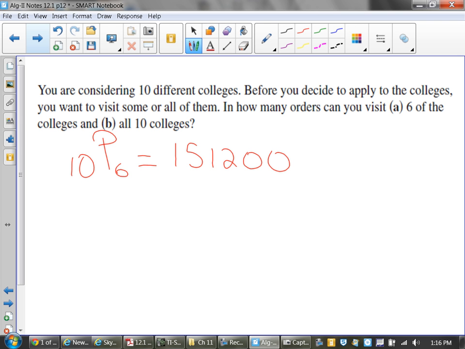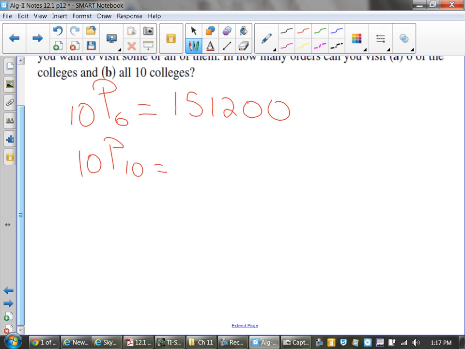And then what would happen if you want to pick all 10 of them? You start with 10 pick 10. Wouldn't that just be 10 factorial? Yeah, because this is a weird thing for the factorial. If I write this out in long form, this is 10 factorial over 10 minus 10 factorial. What's 0 factorial? 1. Yeah, 0 factorial is a weird one. 0 factorial equals 1. So yes, this is 10 factorial.